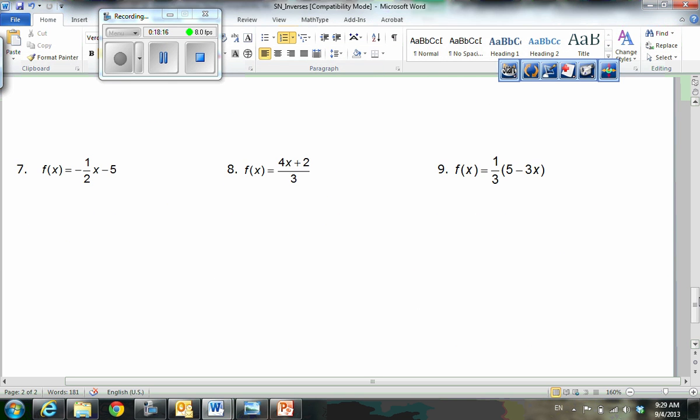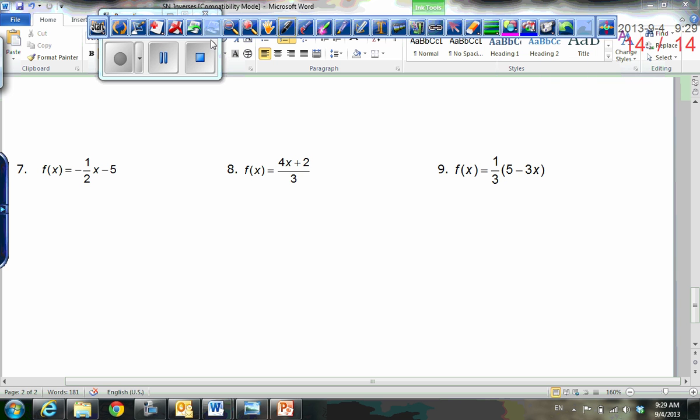A little tricksy, but still works the same way. So y equals negative 1/2 x minus 5. Switch them. What do I do after that? It doesn't matter what order you go in. You need to be sure you add before you multiply or do anything else. Good question.